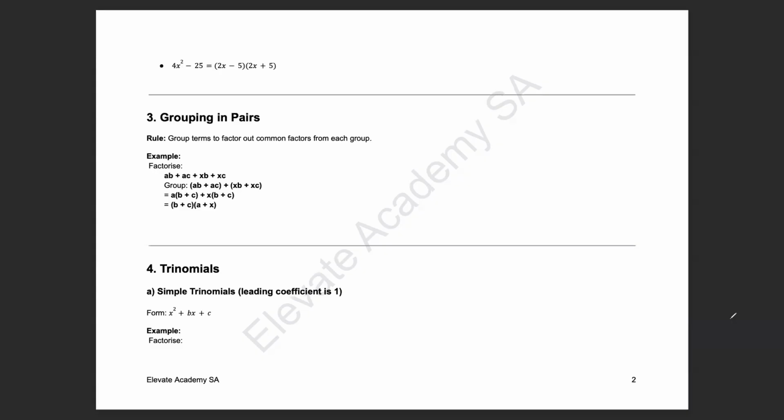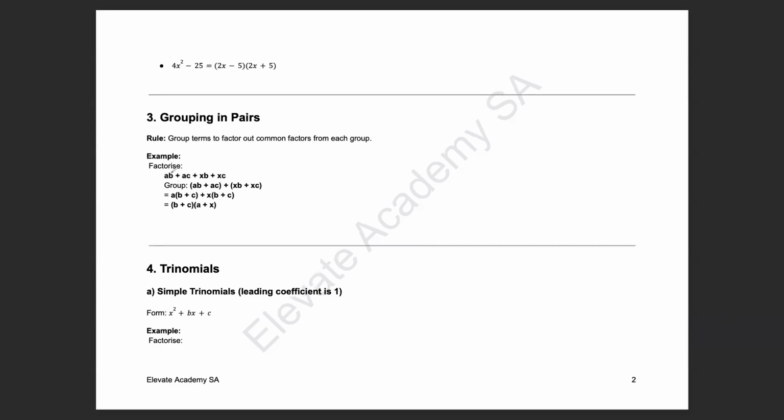Okay, so now we move on to grouping in pairs, a very important rule as well. This is when we have 3 or more terms and we can't find a common factor for all of them, but we can find a common factor in at least 2 of those terms. So in this example, we have 4 terms. There's nothing common amongst all 4 terms, but there's something in common between the first 2 terms, which is an A, and something in common between these 2 terms, which is an X.